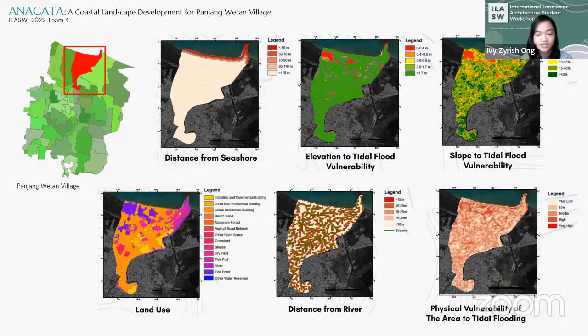For its land use, it is mostly composed of residential buildings with patches of green open spaces, fish ponds, and other commercial buildings. Lastly, the areas near the coast and river have high vulnerability to tidal flooding.